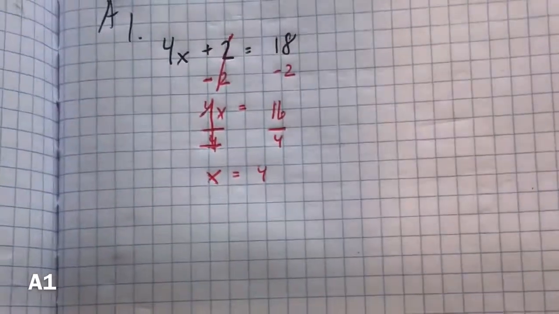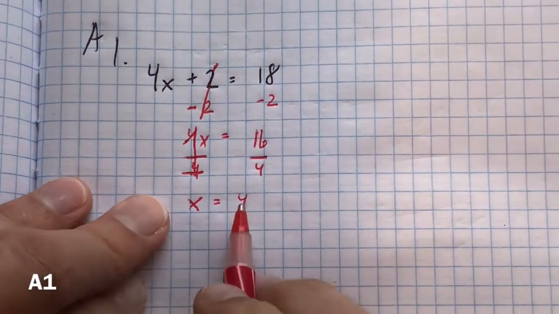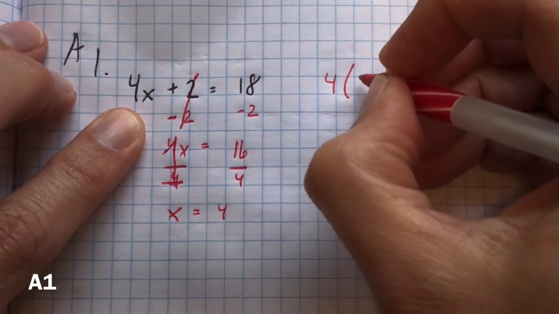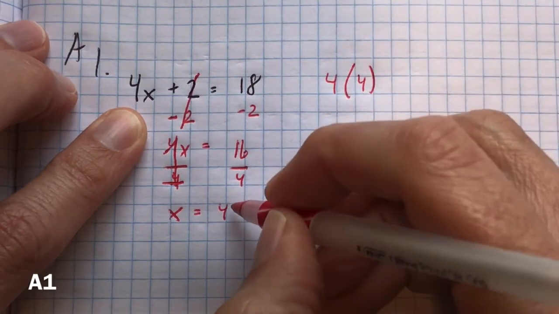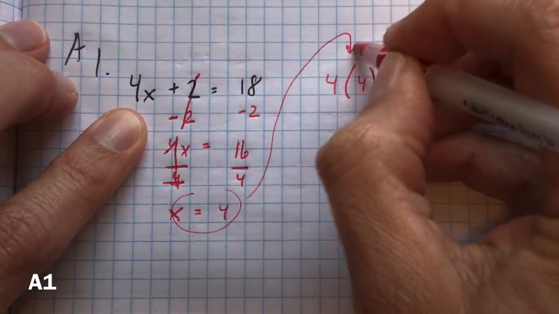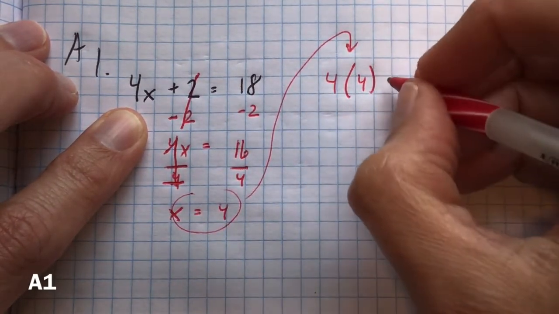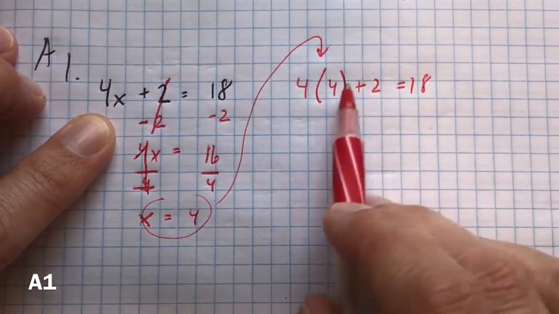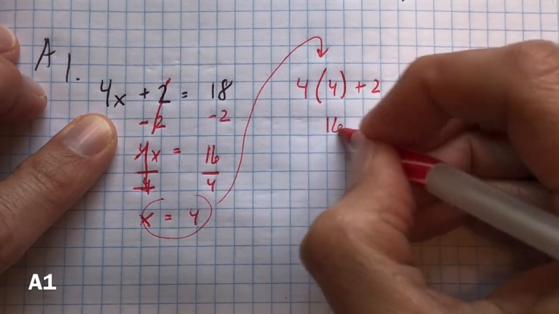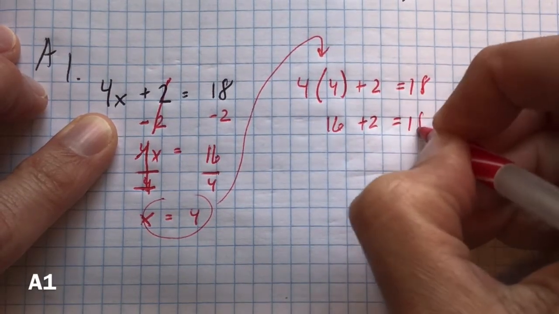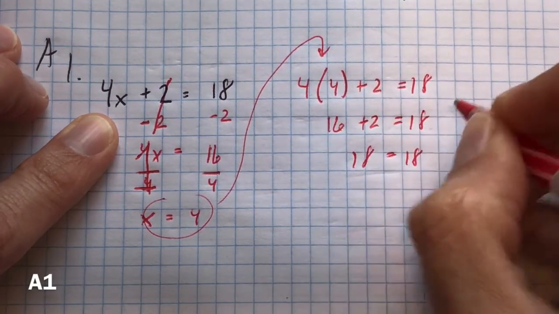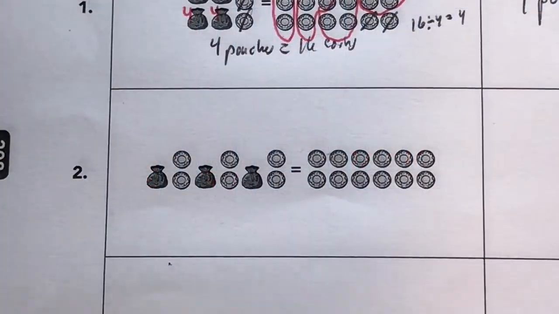So now let's come back to our notes, though. So now what I'm going to do is I'm going to plug this 4 in there and rewrite this. So I'm going to have 4 times 4. See that? I put this 4 right in there. And then plus 2 equals 18. So 4 times 4 is 16, plus 2 equals 18. And there it is. 18 equals 18. This checks as well.